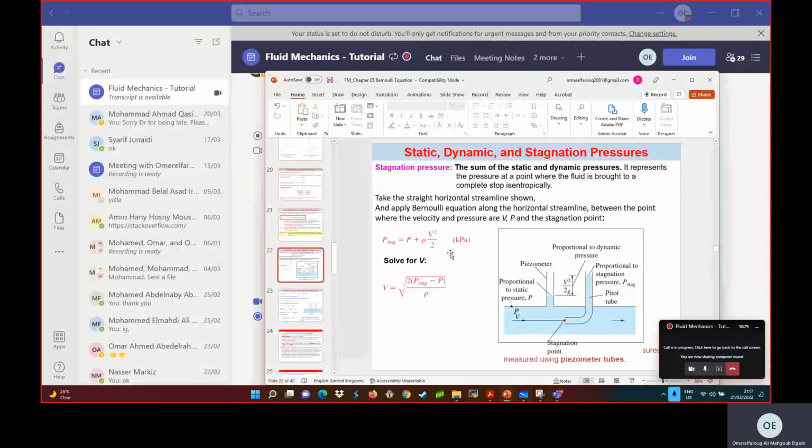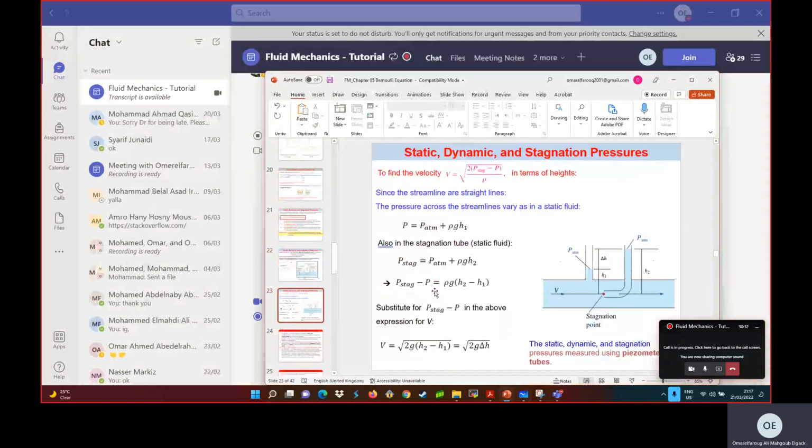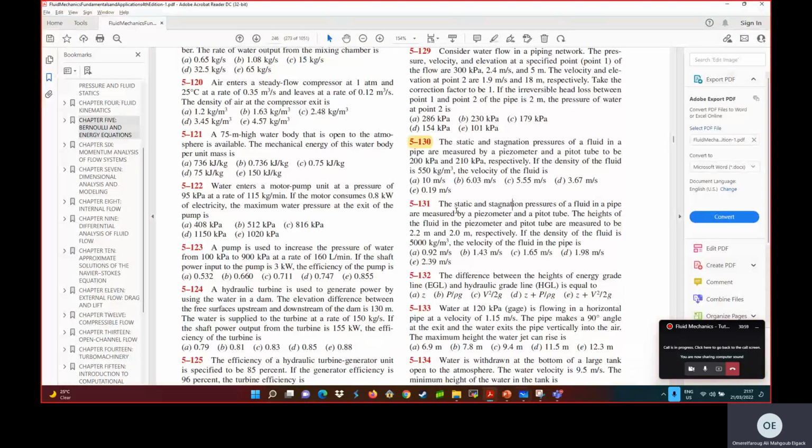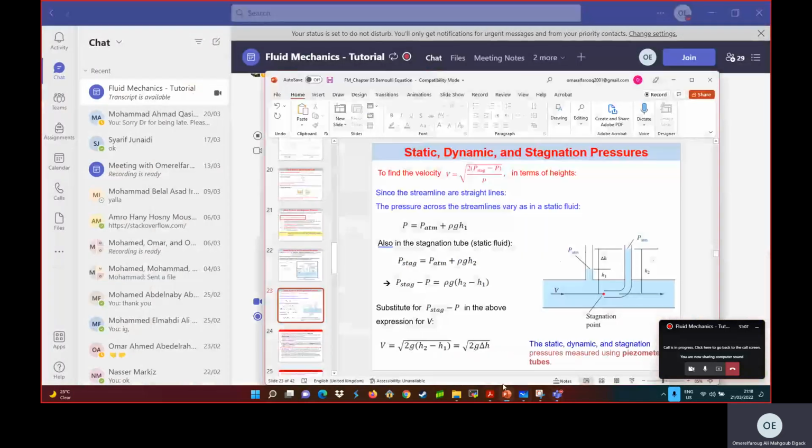And what do you have here? You have two equations. One to find the velocity of the fluid here before it came to a complete stop at the stagnation point. You can either use this equation, to find the velocity in terms of the pressure difference, or you can find the velocity in terms of the height difference, h2 minus h1. You have two equations depending on what is given. So in our case, we are given the static and the stagnation pressure. So which equation? Of course, we will go with this one.